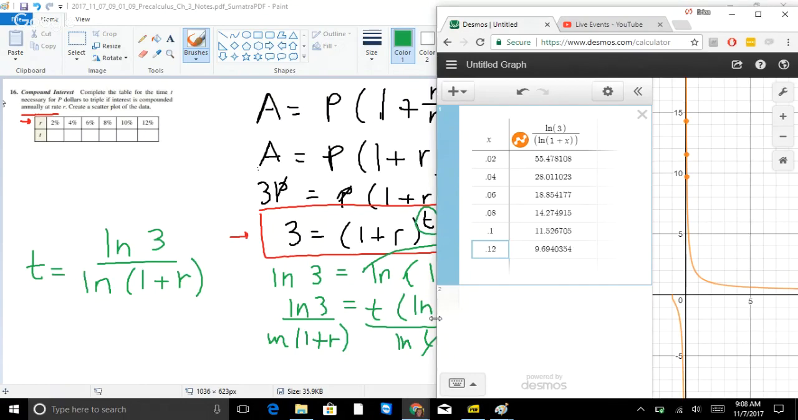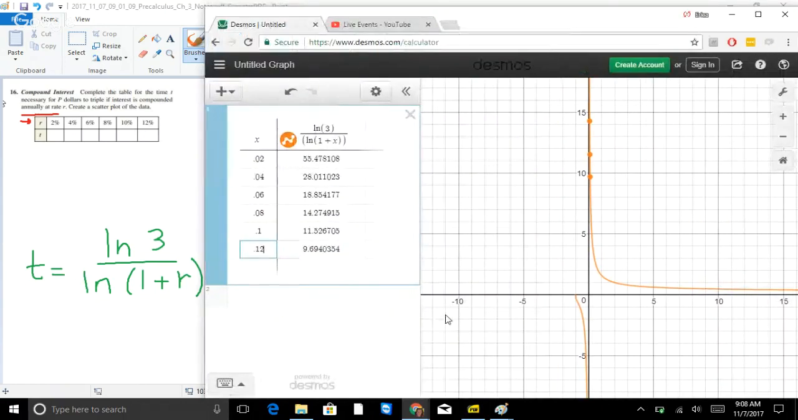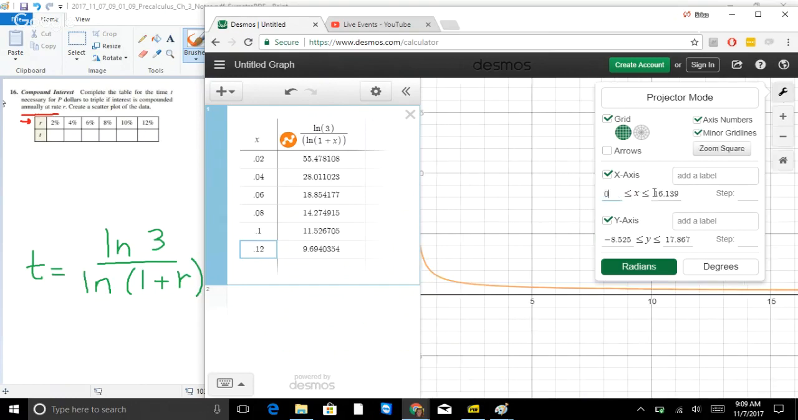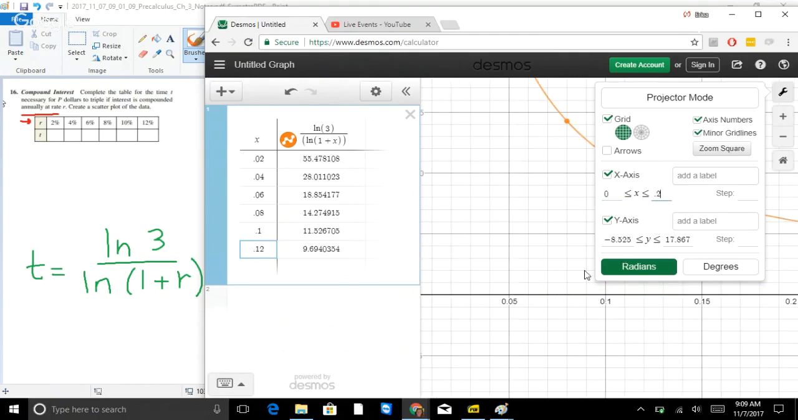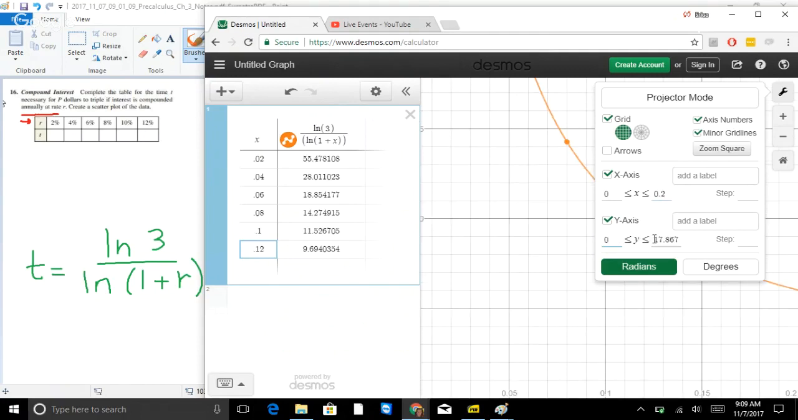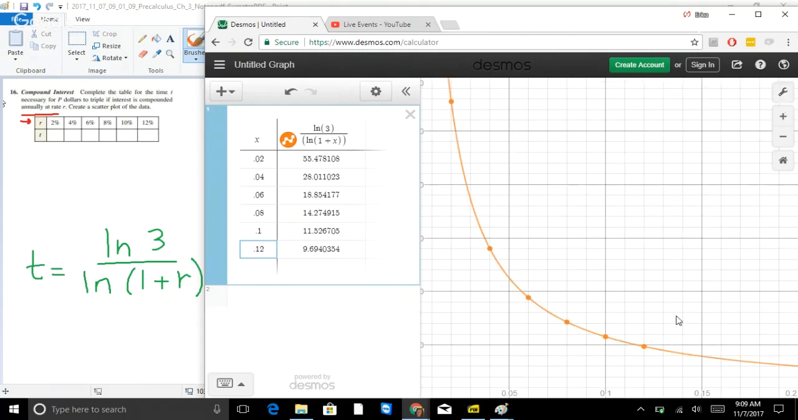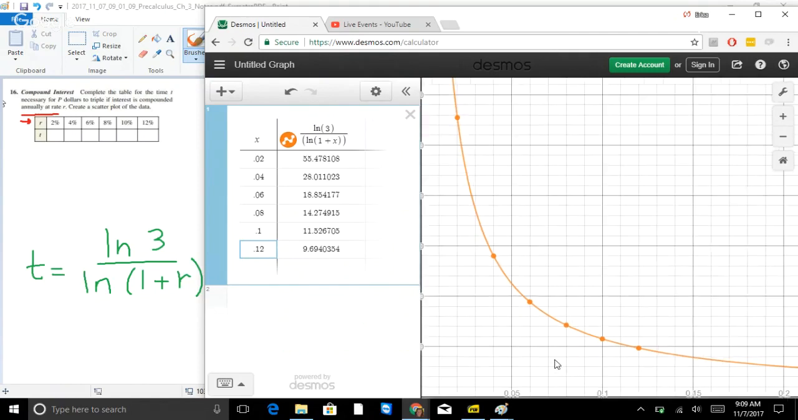If I make this a little bigger here, one of the things they asked us to do was to create a scatter plot of the data. So we have this on here, but we need to clean it up a little, because our x-axis should really only go between 0 and 0.2, and our y-axis should go between 0 and 60 years. There we go. That's better. All right, so here's a scatter plot of our data, right?